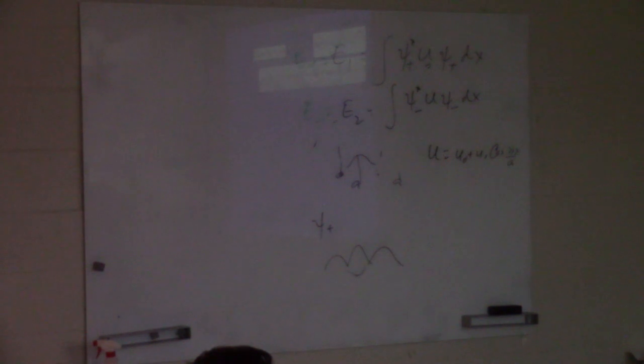So the difference between the energies is simply what? The amplitude of the potential function, right? So that's pretty neat. So if you look at this now, your dispersion curve looks something like this.